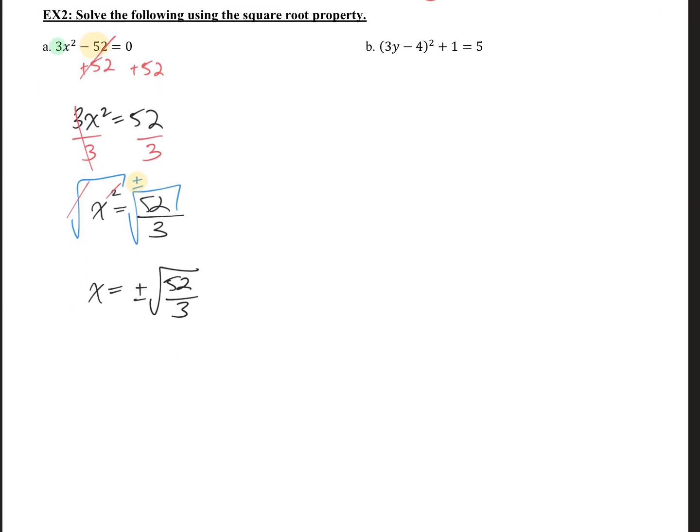We need to simplify that radical. Well, 52 and 3 don't simplify together, so because they can't simplify together, I'm going to go ahead and split them up.